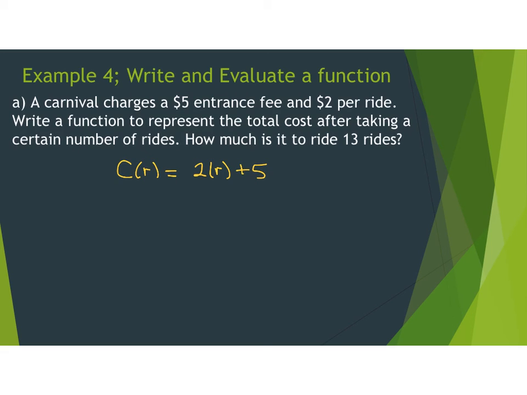So that is your function. And then we just have to figure out, if you want to ride 13 rides, how much is it going to cost you? 2 times 13 plus 5. 2 times 13 is 26 plus 5. So the cost of 13 rides is $26. Oh, sorry, $31. 26 plus the 5.